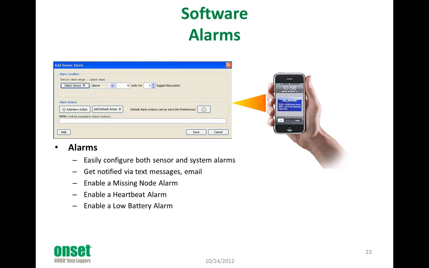And there's also a heartbeat alarm, which will give you an alarm every 12 hours just to ensure you that your system is up and running. And sometimes it's just nice to know that everything is up and running, and this signal gives you a message every 12 hours just to make sure that you know it's there.